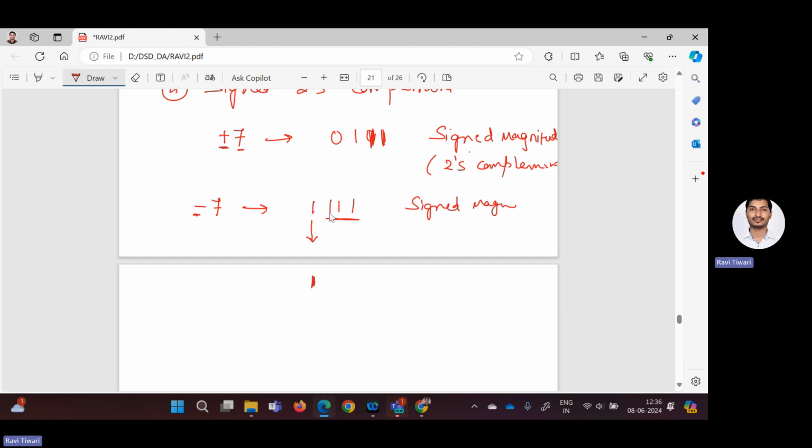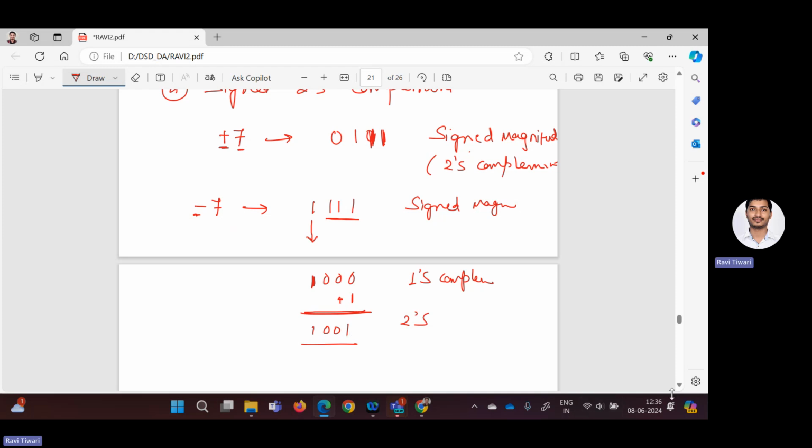So how will we find it? 1 becomes 0, 1 becomes 0, 1 becomes 0. This is the 1's complement form. After that, you have to add 1 in the least significant bit. And that will give you the 2's complement. So the 2's complement will be 1001. This is -7 in the case of 2's complement.